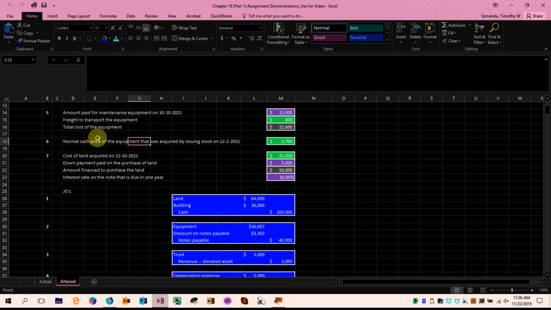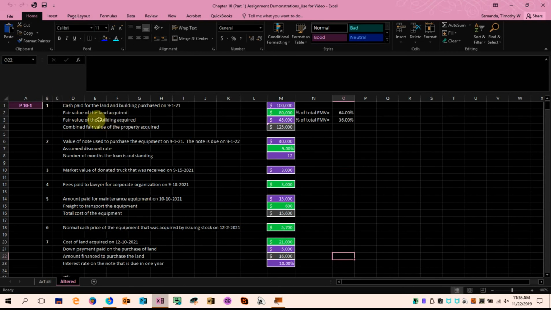Number 6, TriStar acquired office equipment. The company was short of cash and could not pay the $5,500 normal cash price. The supplier agreed to issue some shares in exchange for the missing value. So, with some changes to the cost of the land acquired, I entered the other data as listed in the problem, including the interest rate on the note for 1 year.